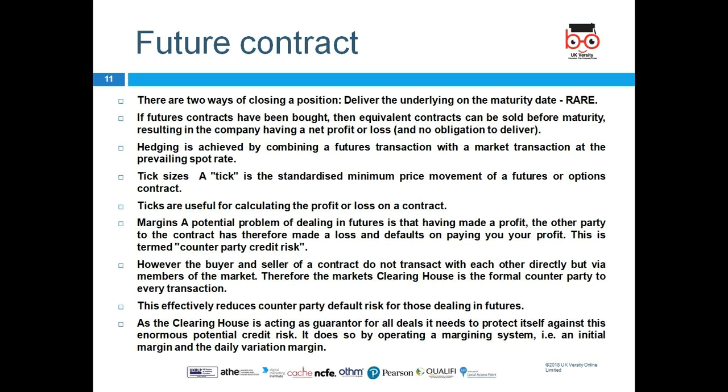Okay, so a potential problem dealing with futures is having made a profit, the other party of the contract has therefore made a loss and defaults on paying you your profit, and this is the term counterparty credit risk. Whoever the buyer and the seller of the contract are, they don't deal with each other directly, but via a member of the market, therefore the market clearinghouse. What is meant by market clearinghouse?